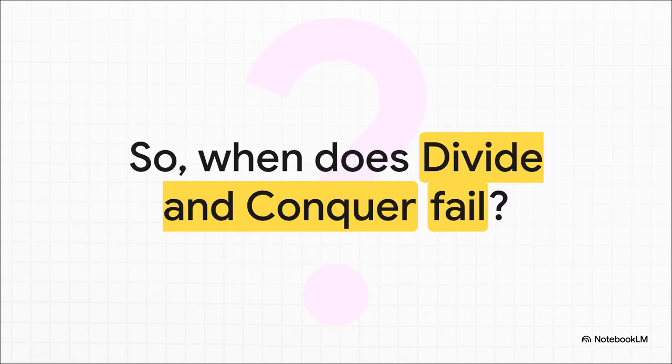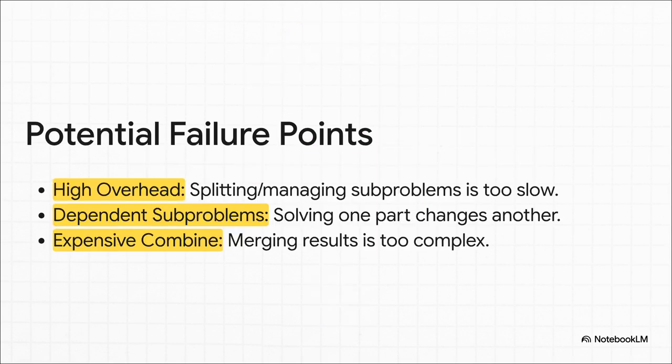This brings up a really important question. If this strategy is so powerful, why don't we just use it for everything? When is it actually the wrong tool for the job? There are really 3 main ways this can go wrong. First, you can have too much overhead. For a really small problem, all the work of splitting it up and managing the recursion can actually be slower than just solving it directly.